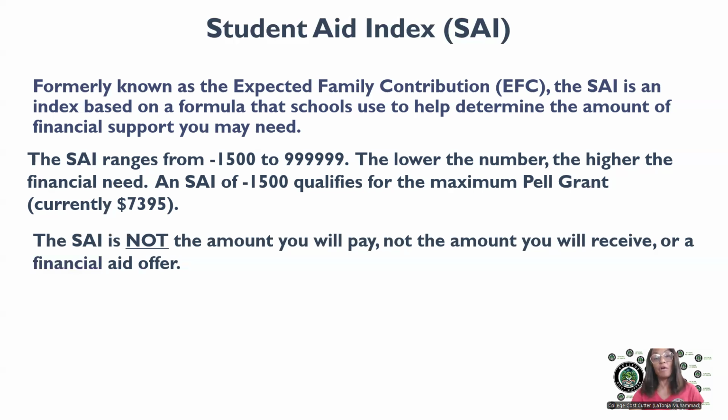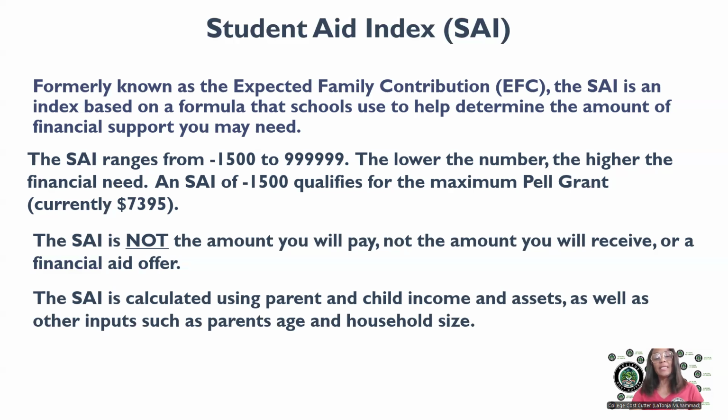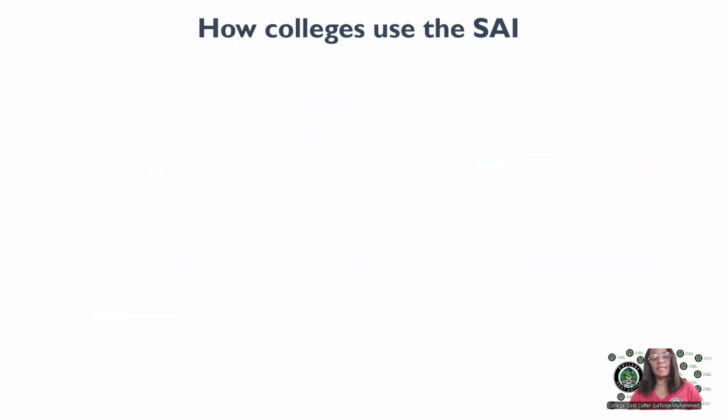The SAI is not the amount that you will pay or the amount you will receive or a financial aid offer. The name was changed because EFC, or Expected Family Contribution, was confusing. Parents thought that when they received that expected family contribution, that would be the amount of money they would need to pay. It's easy to understand why that name was confusing. So it was changed to the Student Aid Index. And it's calculated based on parent and student income and asset information, as well as other factors such as parents' age and household size.